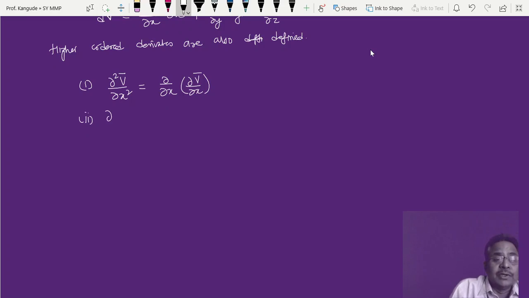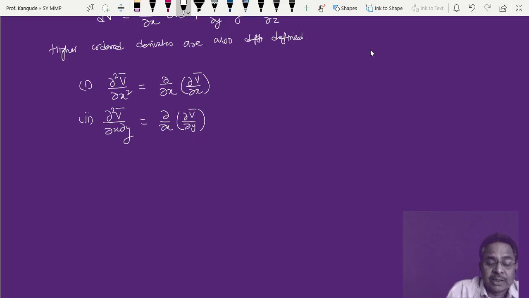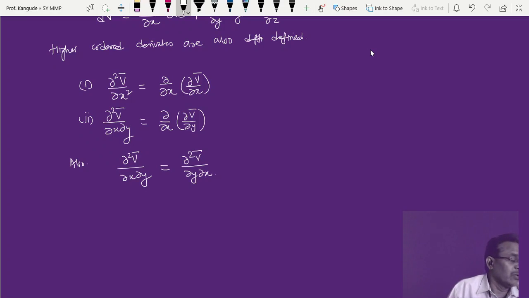Second, I can go for del square v bar upon del x del y, cross multiplication or mixed partial differentiation. So this is nothing but del by del x of del v bar upon del y. So first take the differential of vector v bar with respect to y. This is again a differential of vector with respect to scalar, so this is going to be a vector quantity, and then differentiate with respect to x. We will get del square v bar upon del x del y. And also here, in general, del square v bar upon del x del y is equal to del square v bar upon del y del x. That is, if the order of differentiation is changed, usually we get the same result.